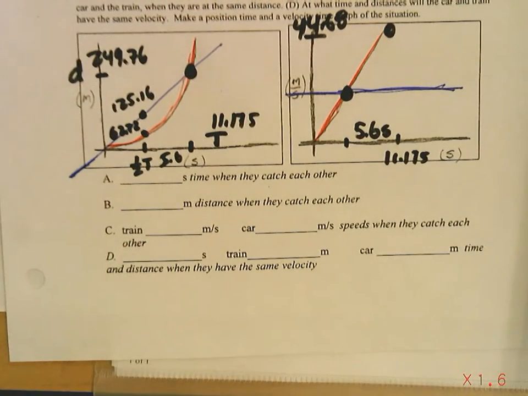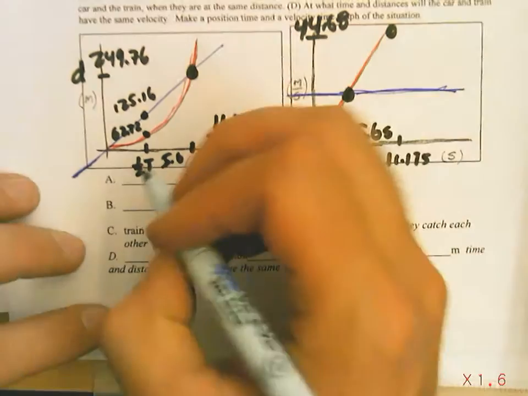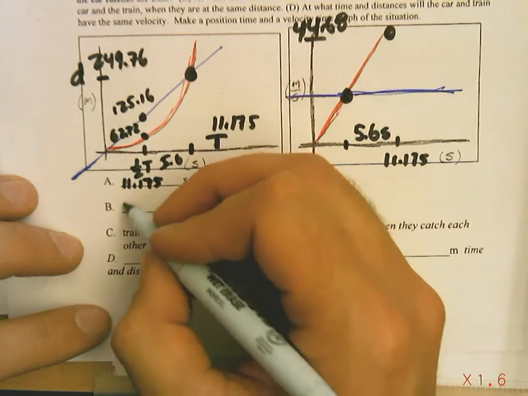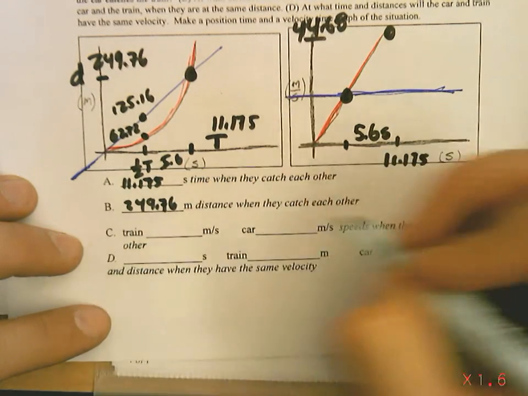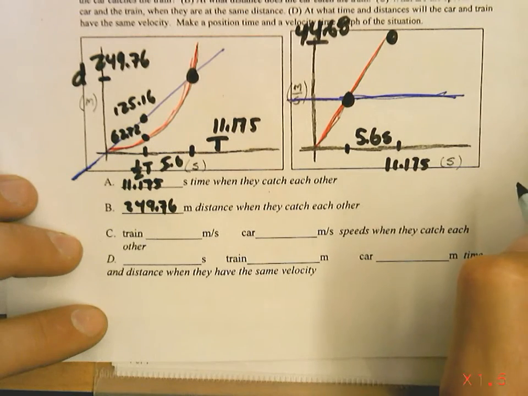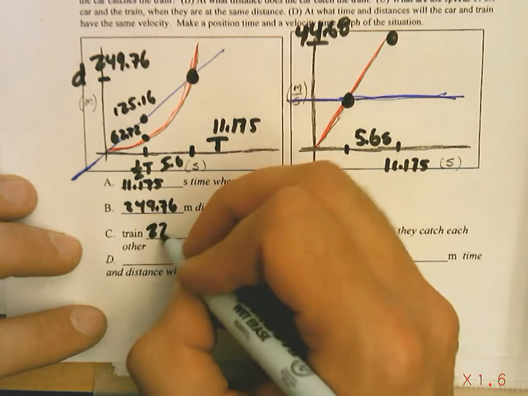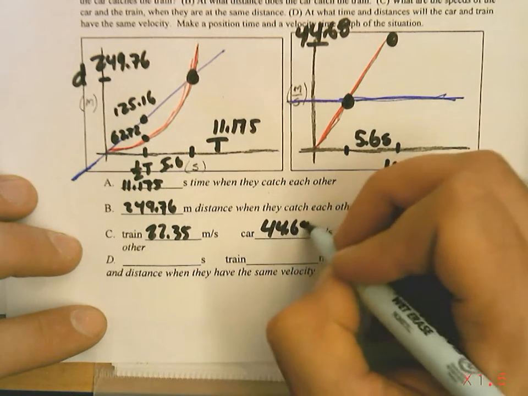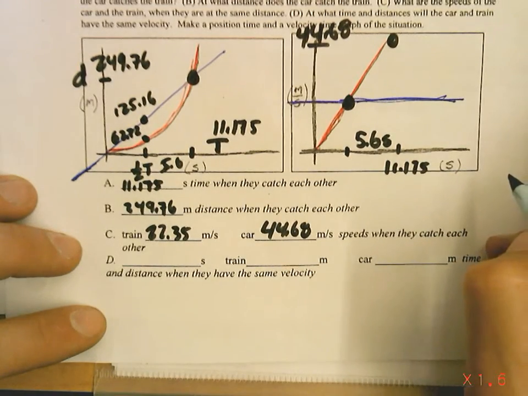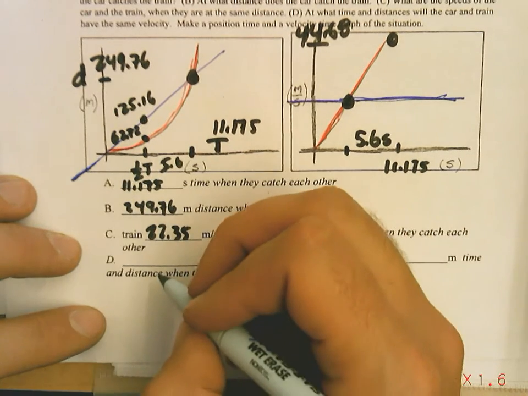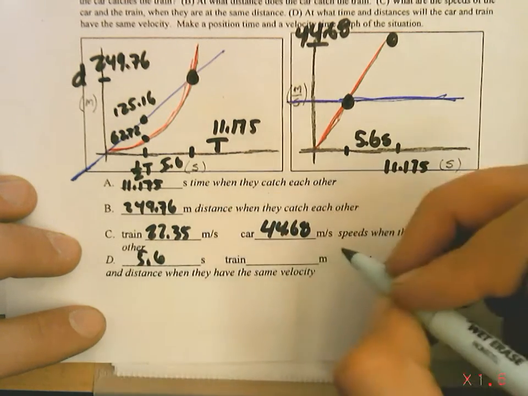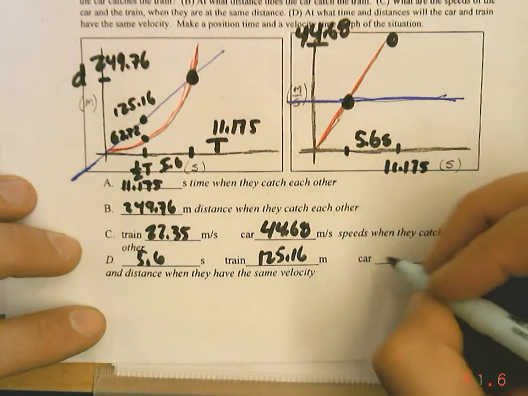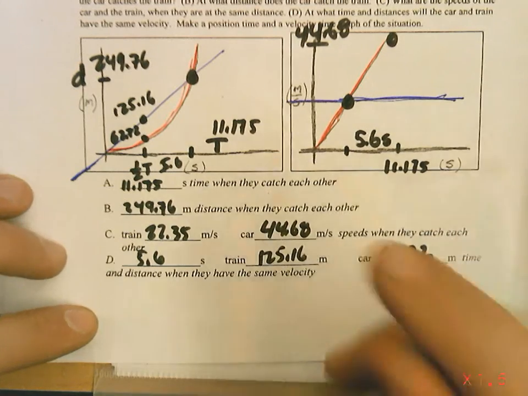So I've shown you two ways now to make this happen. Let's go through and put in our different answers. 11.175 would go in here. The distance is 249.76. The velocity of the train when they catch each other, that's easy, never changes. When they catch each other, it's going twice as fast, 44.68. Time when they have the same velocity, that time occurs at 5.6. The train is 125.16, and then the car is 62.72.